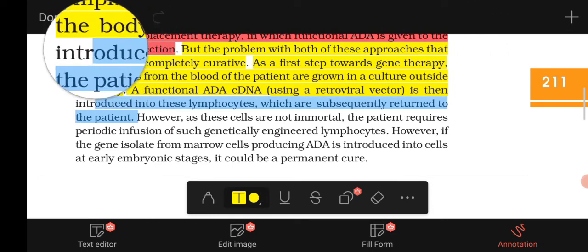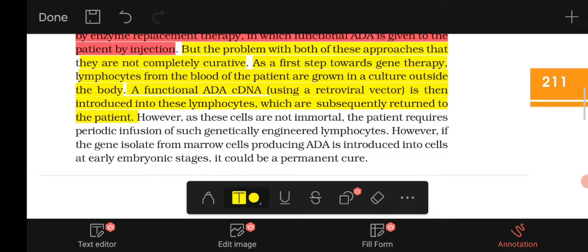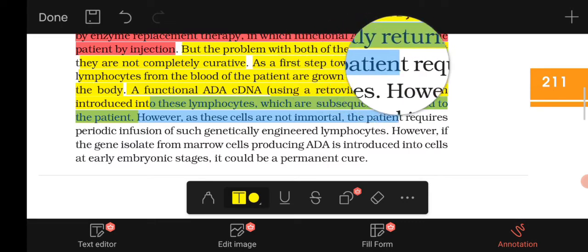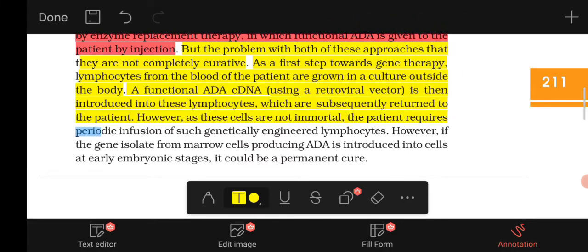So adenosine deaminase cDNA is introduced into the lymphocytes by a retroviral vector, because we have already seen that in the case of animals we use the retrovirus, in the case of plants Agrobacterium. So since this happens in animals, we use the retrovirus. Now we have already inserted this adenosine deaminase cDNA into the lymphocytes, and now this is returned to the patient. But since these cells are not immortal, the patient requires periodic infusion of genetically engineered lymphocytes.